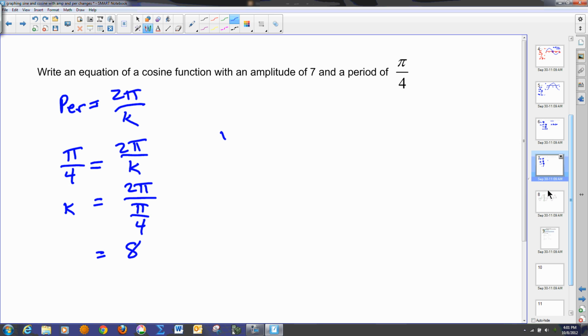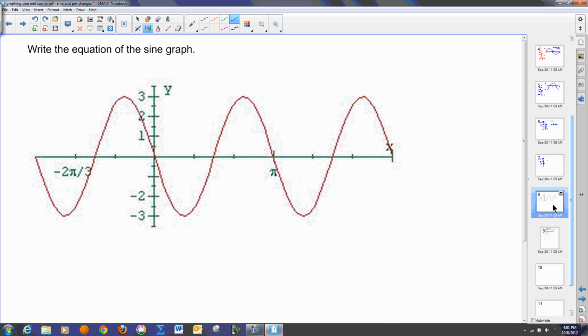Let's get back to that slide. So I must know then that instead of going from 0 on up, it's going from 0 down. That means I'm going to have some y equals some negative amplitude. And I look to see how high it goes and how low it goes, and it varies between 3 and negative 3. So this must have an amplitude of 3. And I'm going to put my sine value here.